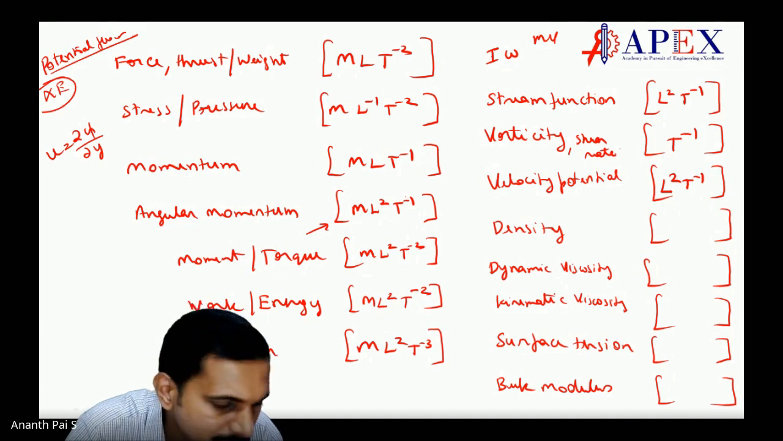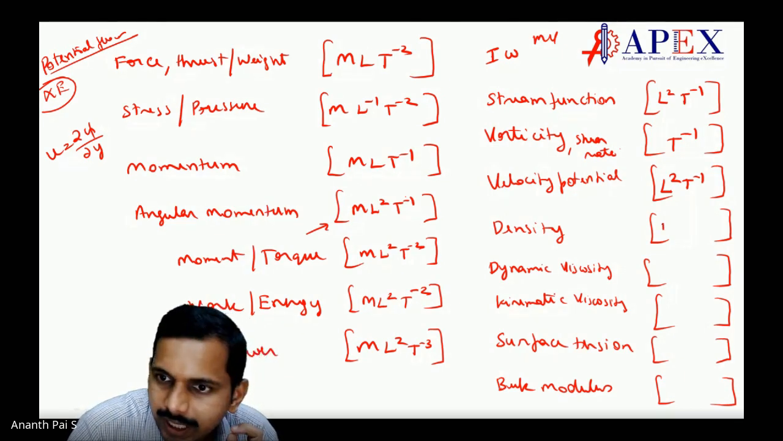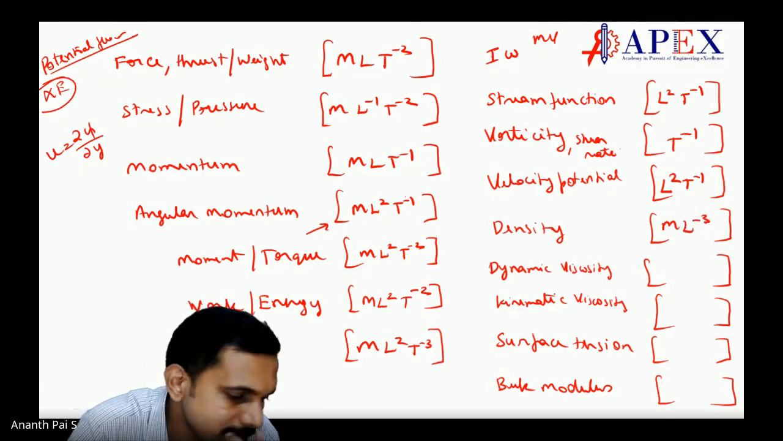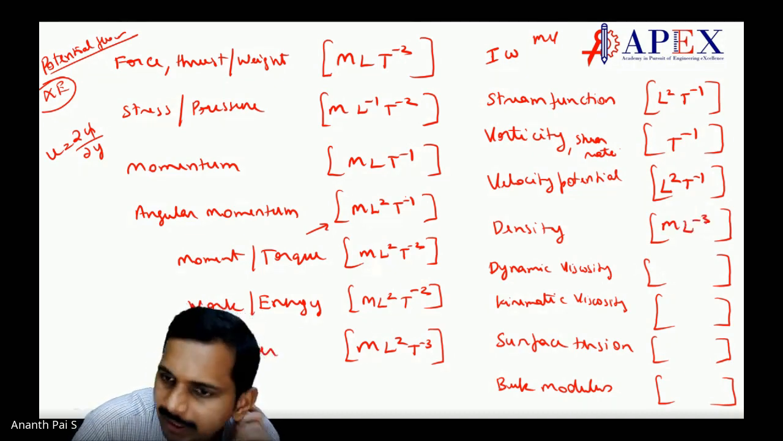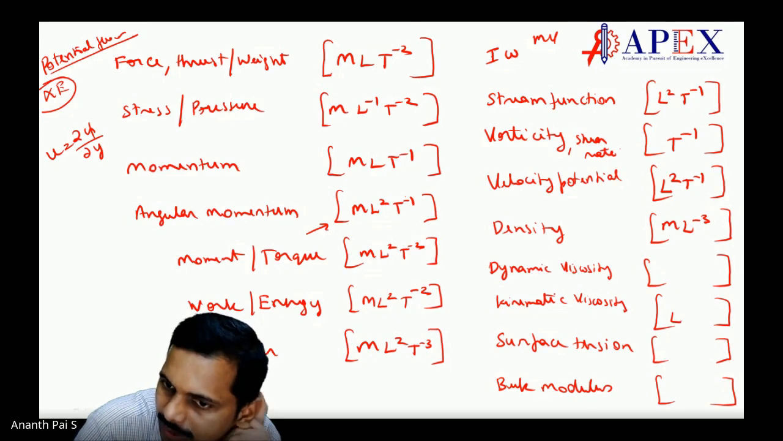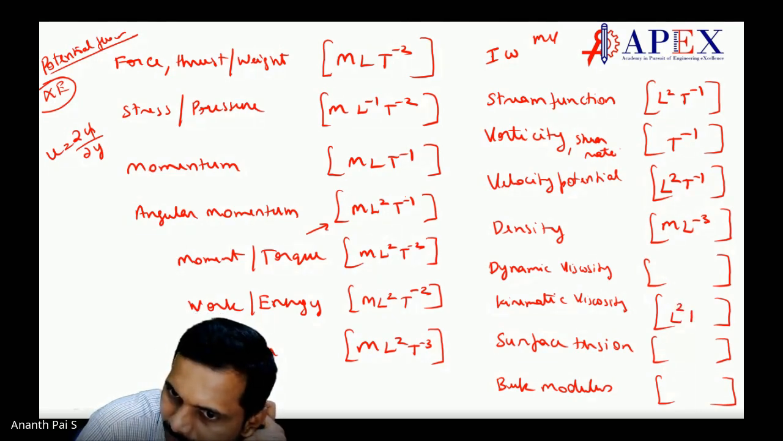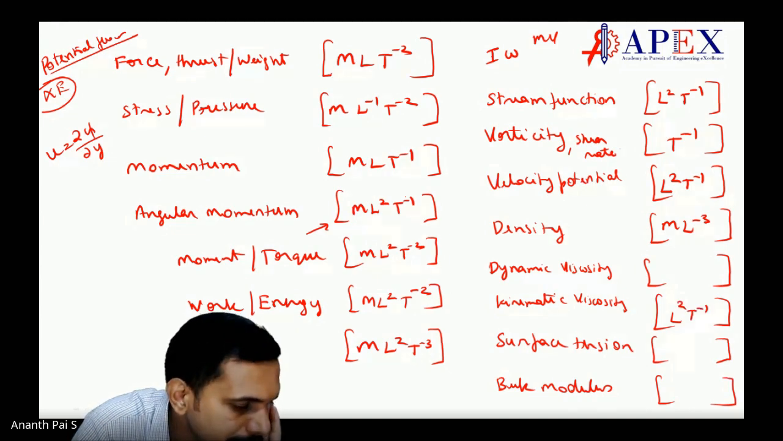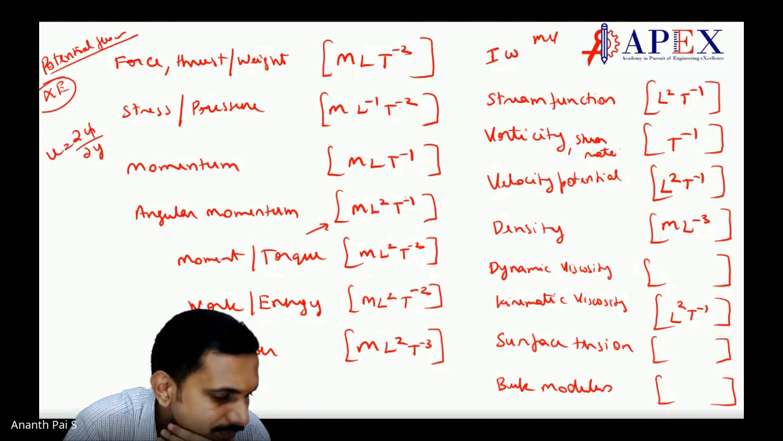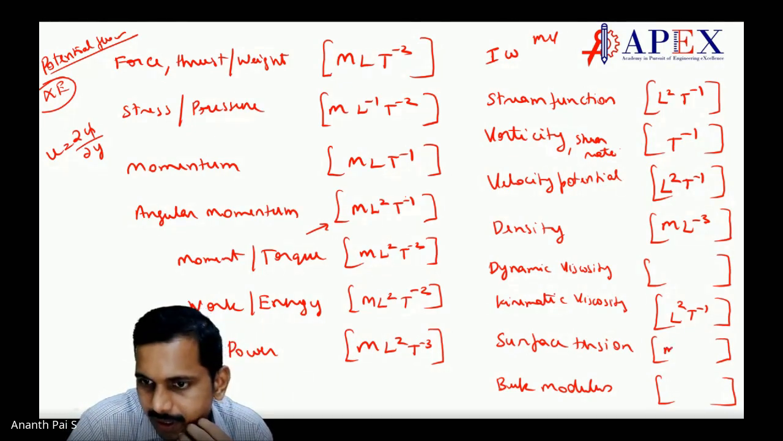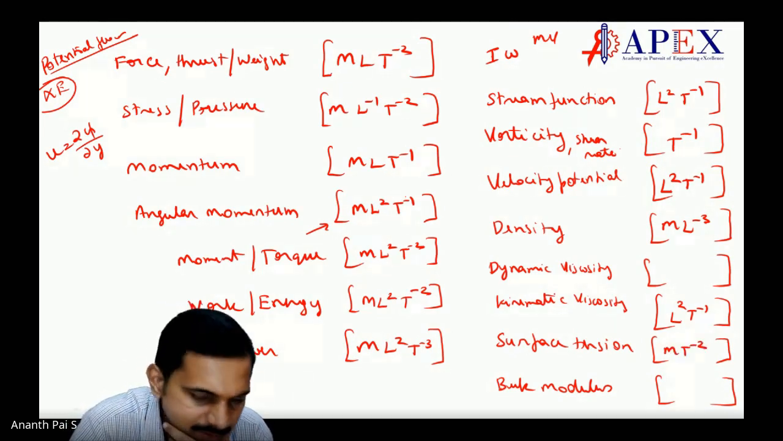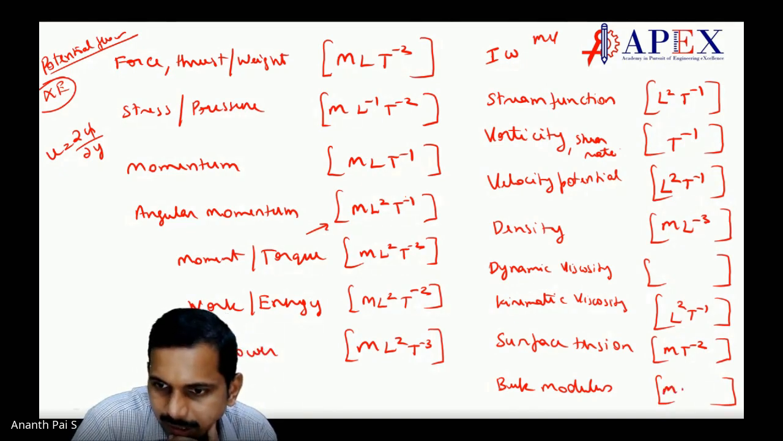Okay. Density. Now you can fill it. Density, ML raised to minus 3. Dynamic viscosity. Kinematic viscosity is easy. What is kinematic viscosity? L square T raised to minus 1, meter square per second. Surface tension, you will feel this, students. MT raised to minus 2, you can see that. Bulk modulus, ML raised to minus 1 T raised to minus 2.